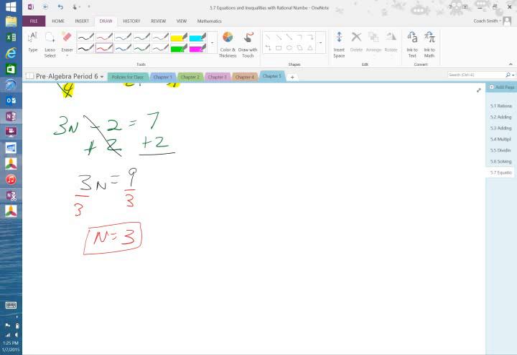I want you to try this one on your own: 1/2 t plus 1/4 equals 5/16. Try that one on your own. I'll give you a couple of minutes to do that.